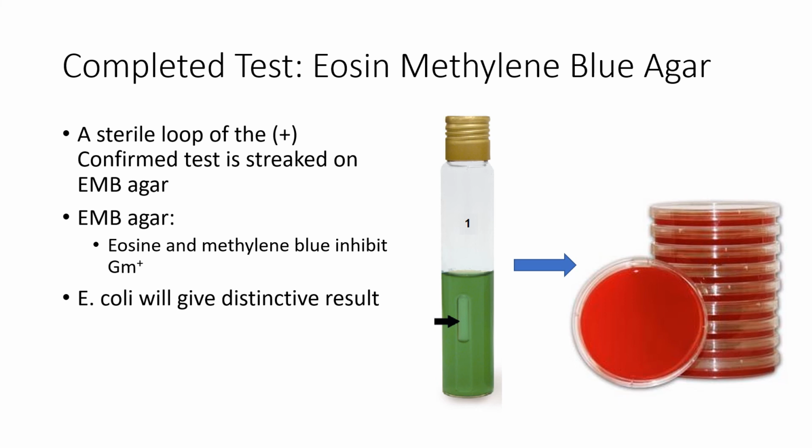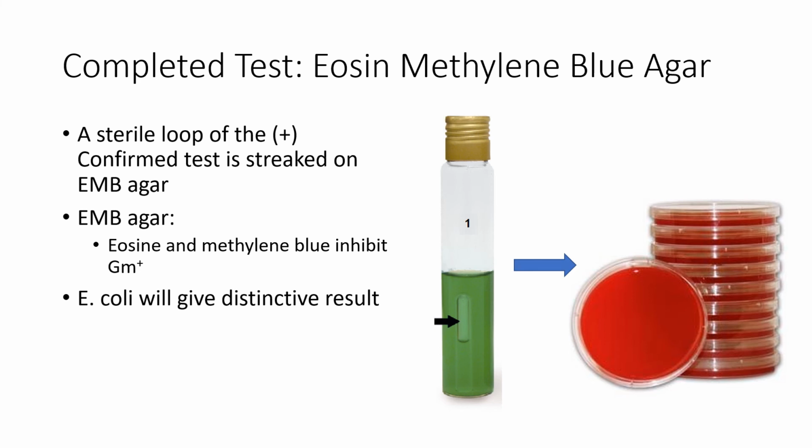So eosine methylene blue has two dyes, eosine and methylene blue. Eosine is red, so you've heard of eosinophils and stuff. So eosine is red, methylene blue is blue. Together they make kind of a purpley red. It's more red than purple, but still. Both of those dyes inhibit gram-positives from growing, so I still have a selective situation going on here.